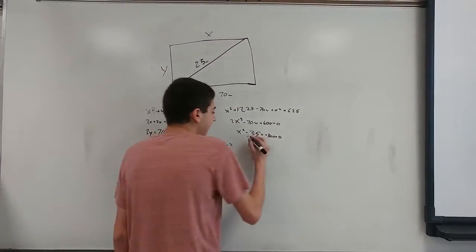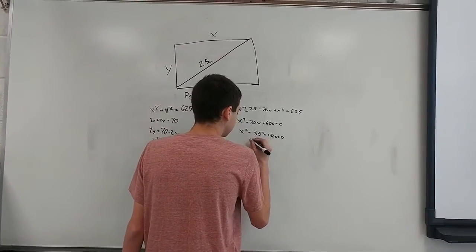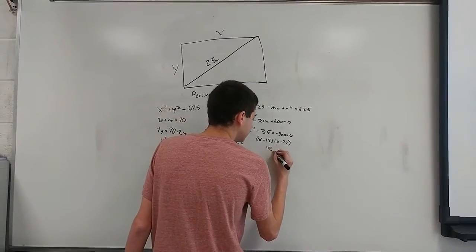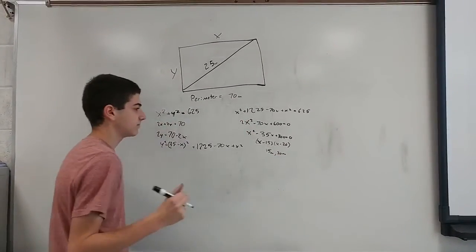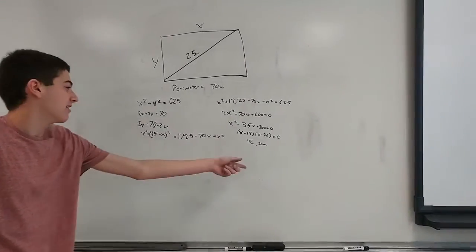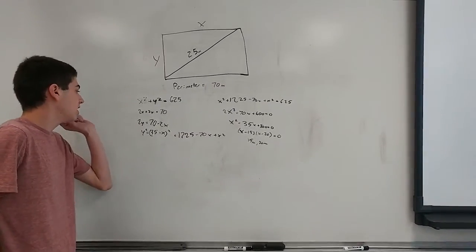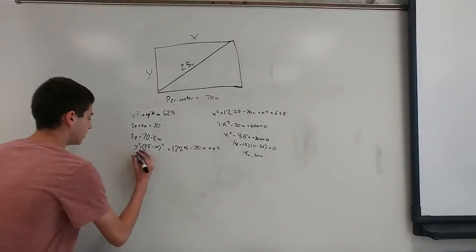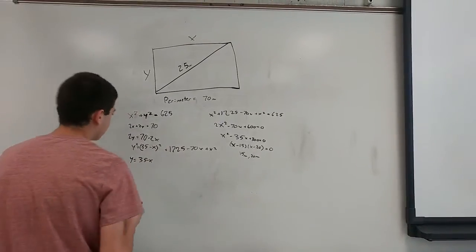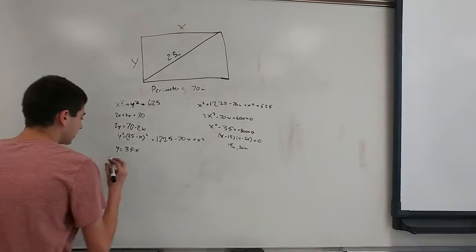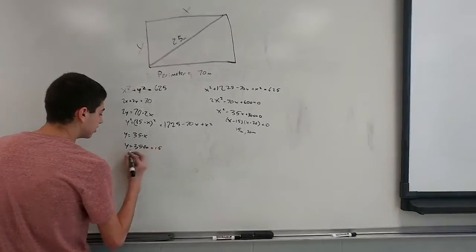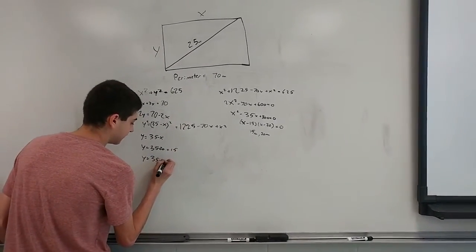And then finally, we can factor it into x minus 15 times x minus 20, generating possible solutions of 15 meters and 20 meters for the side lengths. Now, we can take these solutions and substitute them back into the original simplified equation, which is y equals 35 minus x, to get the possible y values. So we get that y equals 35 minus 20, or 15, or that y equals 35 minus 15, or 20.